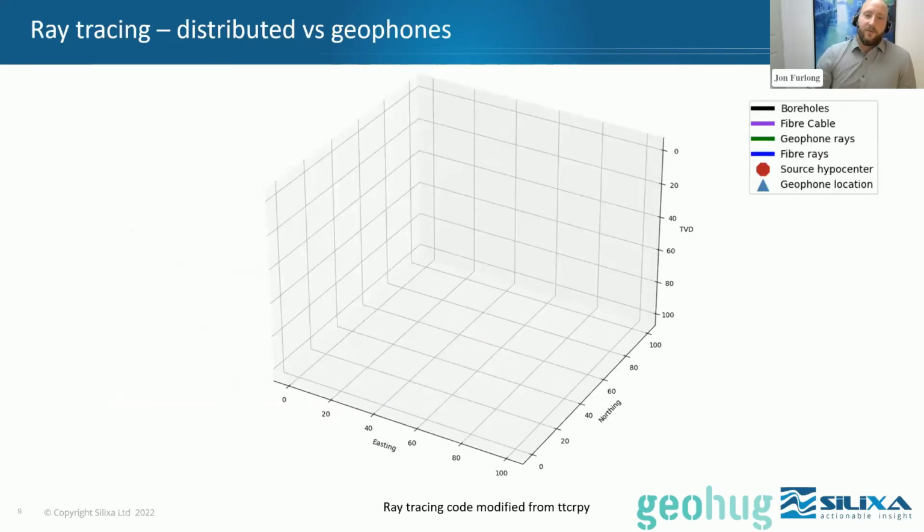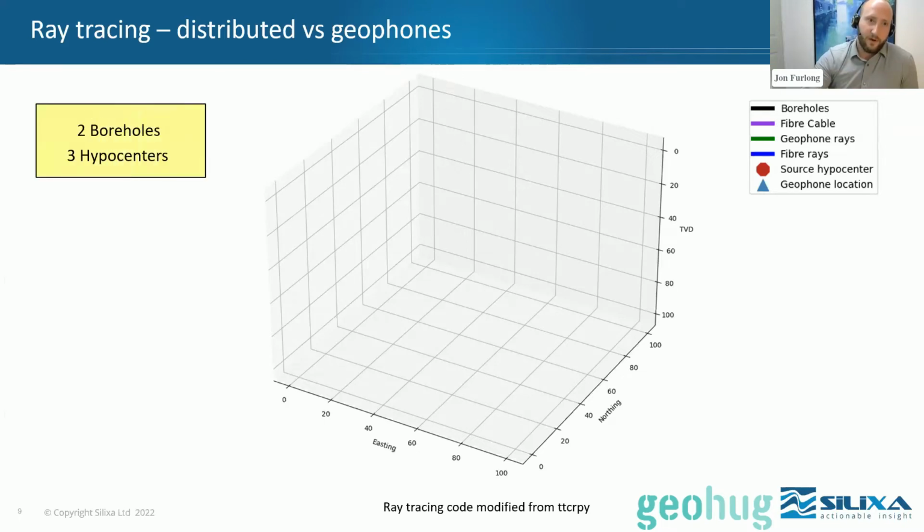So moving on now from microseismic and starting to move towards imaging and tomography work. I wanted to show an example here just so we can visualize how geophone arrays compare to DAS arrays when it comes to sampling and how much they sample in space. So I used 2 boreholes that are roughly 80 meters long, and I have 3 hypocenter locations.